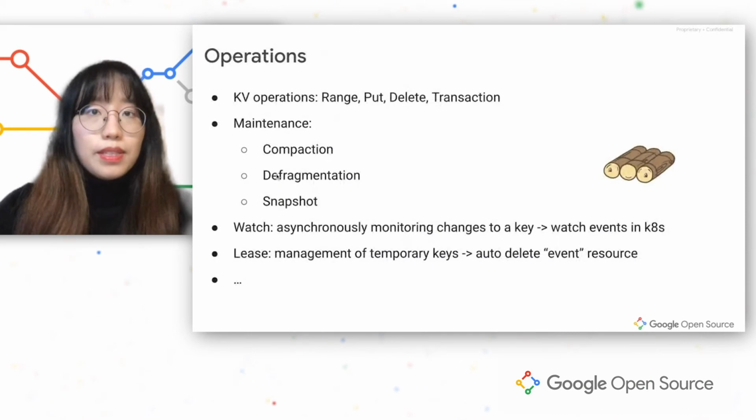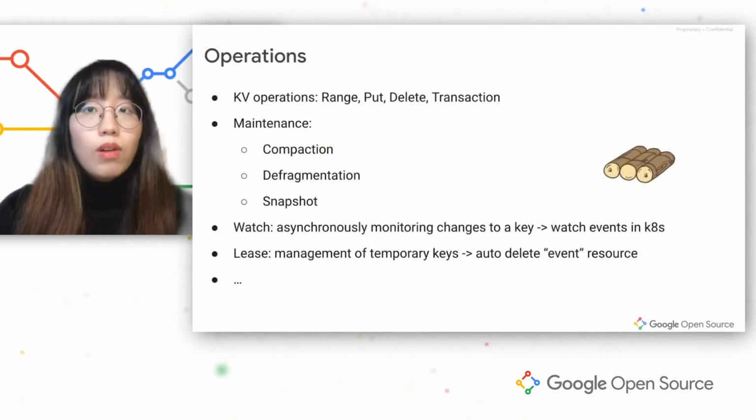As a database system, etcd has a bunch of operations. Here I only list the most important ones. The first type is KV operation, the basic KV operation, which works on the etcd key space. Range is the read operation, which can read a range of KV pairs lexically.